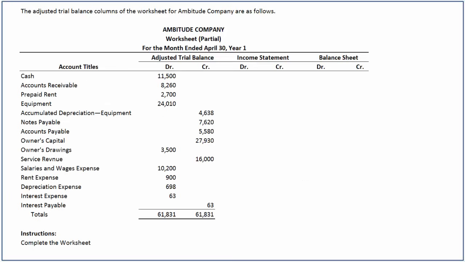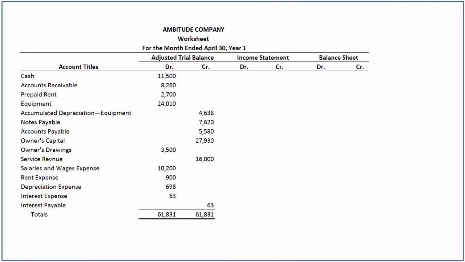A partial worksheet of Amplitude Company is provided to us. It has the adjusted trial balance from which we are required to fill in the income statement and the balance sheet to complete the worksheet. An income statement shows the financial performance of a business for a specific time period. It presents the revenues and expenses and the resulting net income or net loss for a specific period of time.